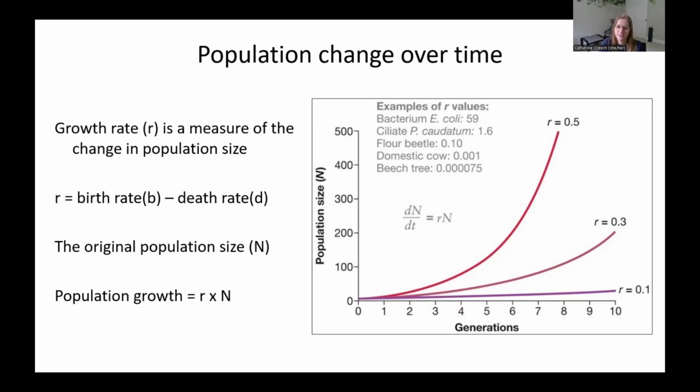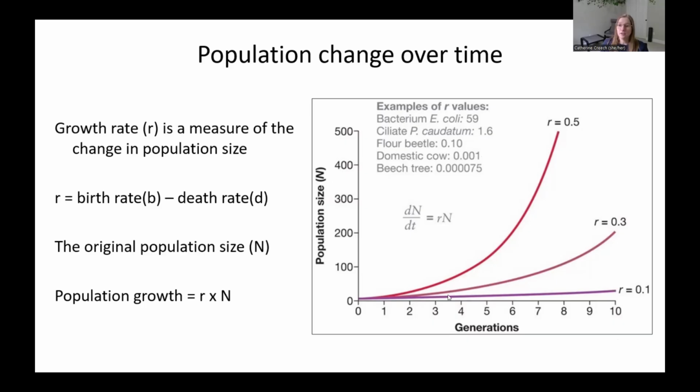We have a graph here. We can see the population size and the number of generations. This graph gives us a couple different examples of organisms that have variable r values. An E. coli has 59. That's huge. That's a massive r. You have a ciliate that has 1.6. That's still pretty high. Then you have a beetle, 0.1. A domestic cow is 0.001. And then a beech tree is 0.000075. What does that mean? That means that the population size is changing very slowly.